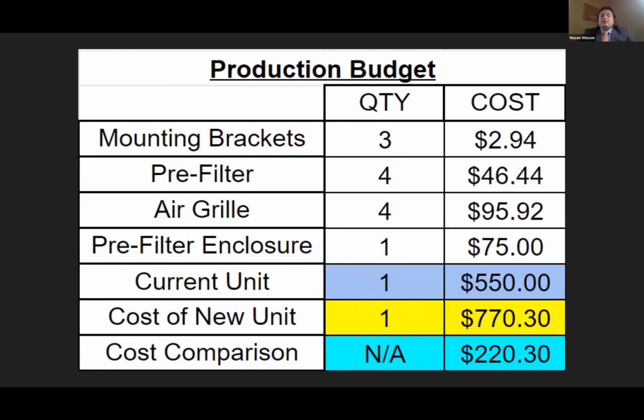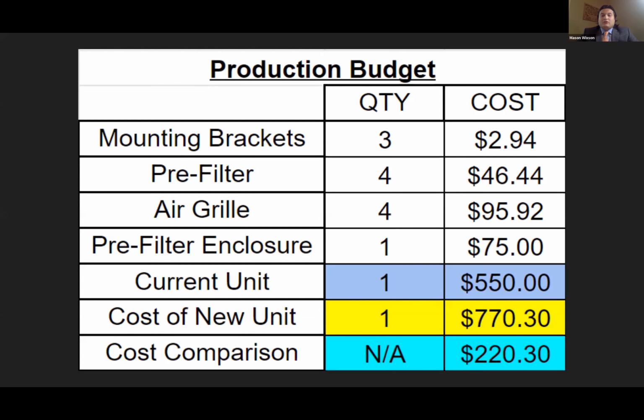So our production budget is what we are estimating it will take Gordon Incorporated to produce this unit and be able to get it to clients. We estimate that cost to be $770, and we did so by using a baseline cost of $550. This $550 is what it's currently costing Gordon to manufacture the unit in current operation. So labor costs and materials are already included in this $550.